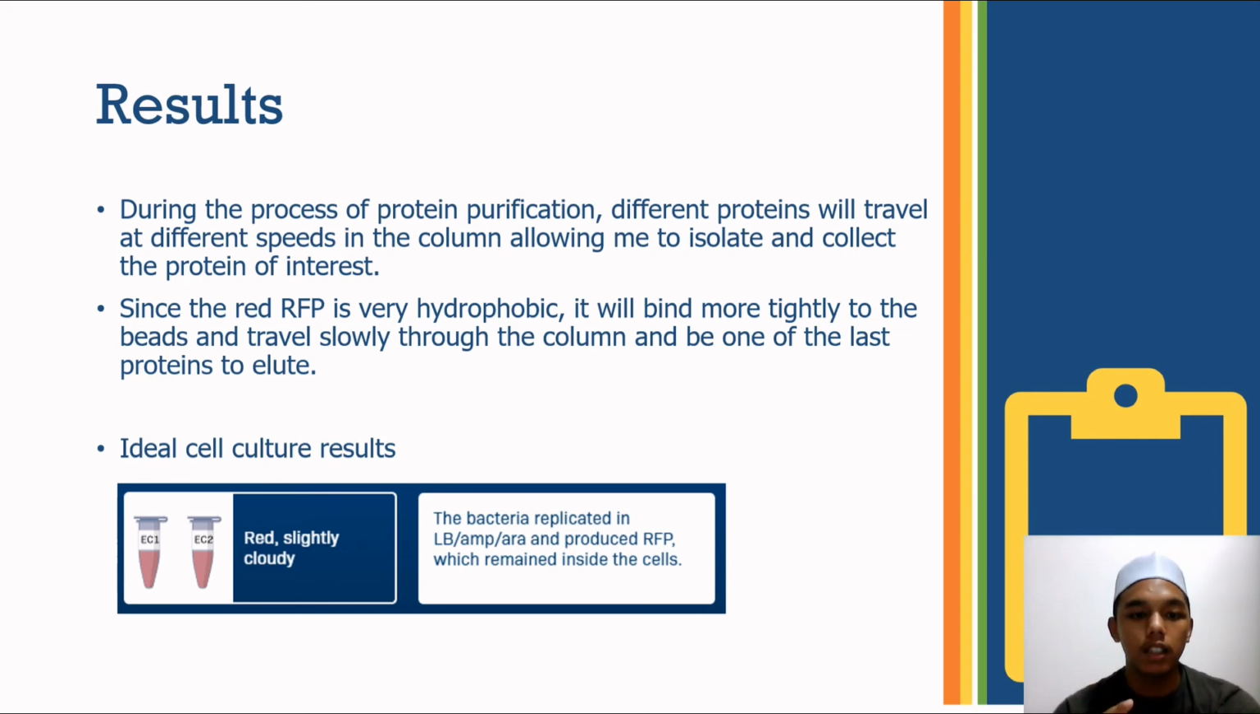In the picture, we can see the ideal cell culture results. It will be red and slightly cloudy. The bacteria replicated in LB, AMP and ARA and produce RFP, which remains inside the cells.